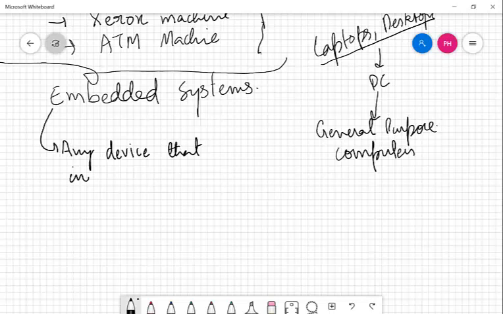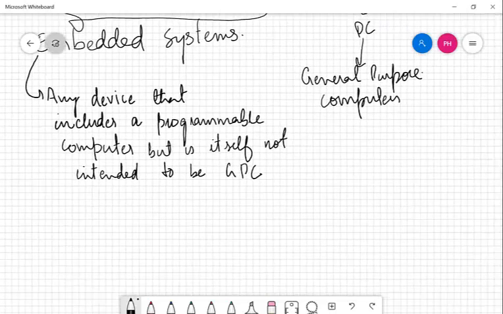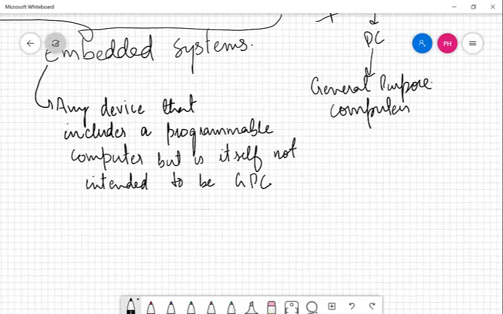Any device that includes a programmable computer, but itself is not intended to be a general purpose computer. So of course an embedded system is also a computer, but it is not intended to be a general purpose computer.